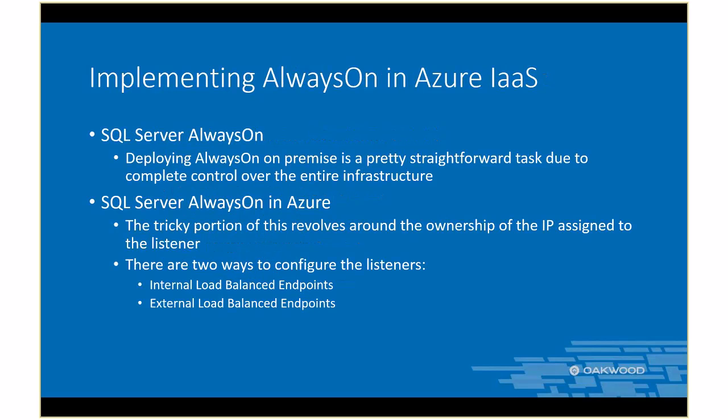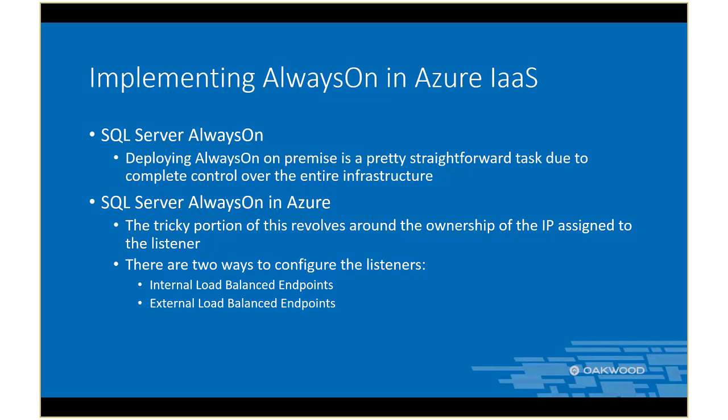All right, so then we come to implementing Always On in Azure. So deploying Always On in general is pretty much the same as doing it on-prem. The only difference is when you're configuring the listener. That's the part where it gets different. And it all revolves around having to shuffle around the IP and what IP you're shuffling around.